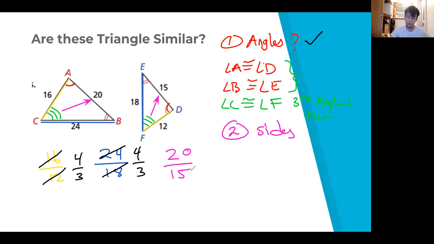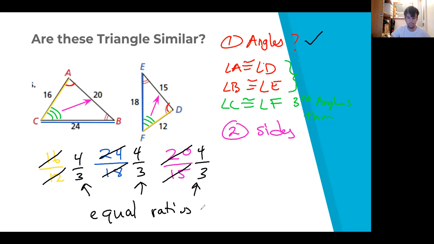Okay, that's good. Two are the same. And then last one, these are both divisible by 5. 20 divided by 5 is 4. 15 divided by 5 is 3. Awesome. So yes, equal ratios. That means that the sides are proportional. Has to be true for all of the side pairs, but it was. We matched them all up. So now with both of those parts satisfied, the angles were congruent, the corresponding sides are proportional. Yes, these two triangles are similar to each other.